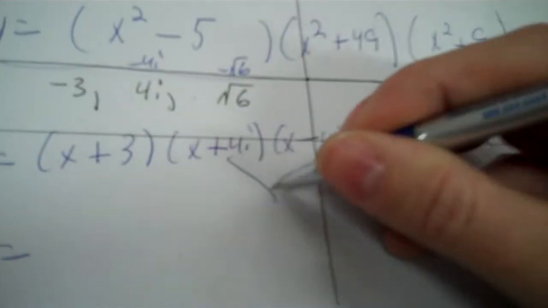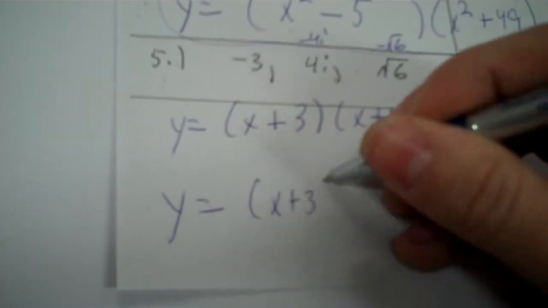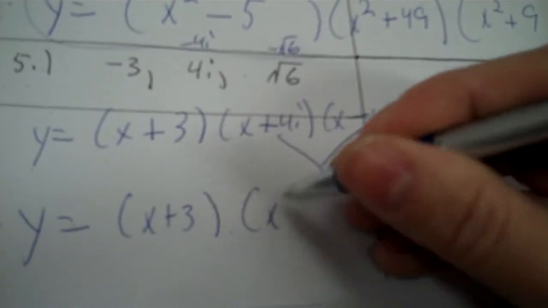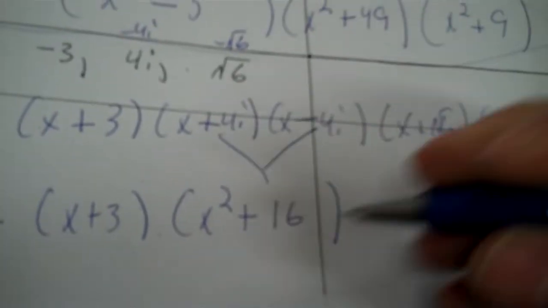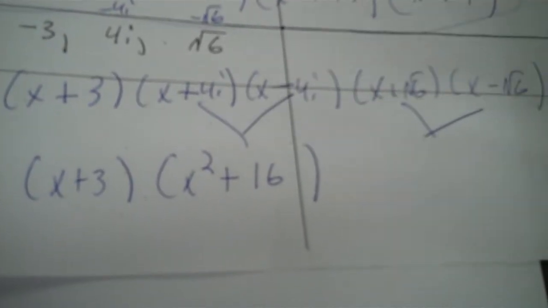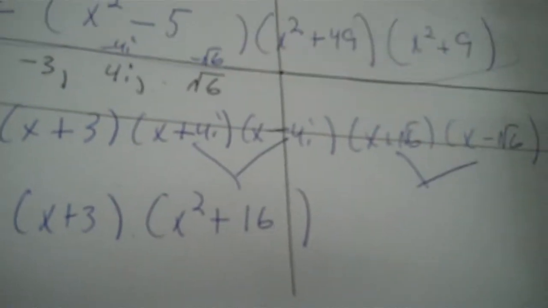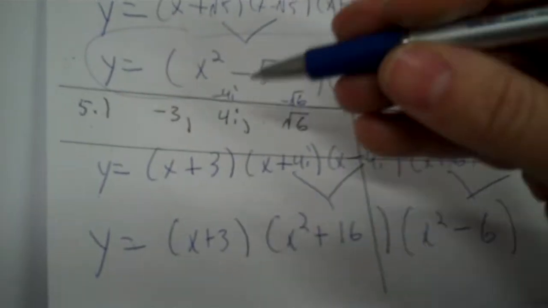And then we need to simplify the pairs, okay? So x plus 3 didn't have a pair. So x squared, and then plus 16, because remember, again, I'll explain why that's plus. Because that's negative, but then the i squared reverses it into positive, because i squared is -1. Then you have x squared minus 6.